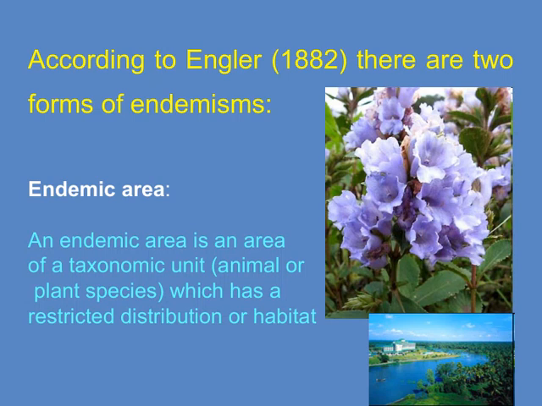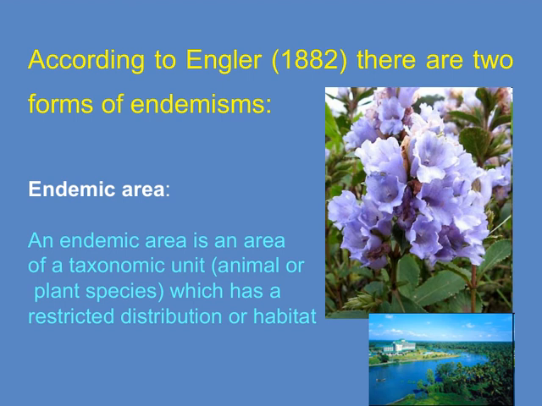According to Engler, back in 1882, he identified two different forms of endemism. One of these is what we call the endemic area. Now, an endemic area is essentially a specific region where a particular taxonomic unit, whether it's an animal or a plant species, is found. What's important here is that this area has a restricted distribution, meaning the species doesn't occur widely, but rather in a limited, well-defined habitat.